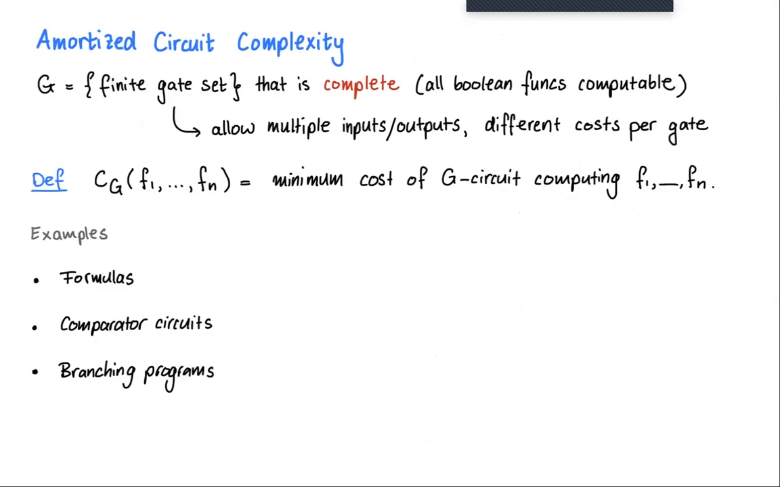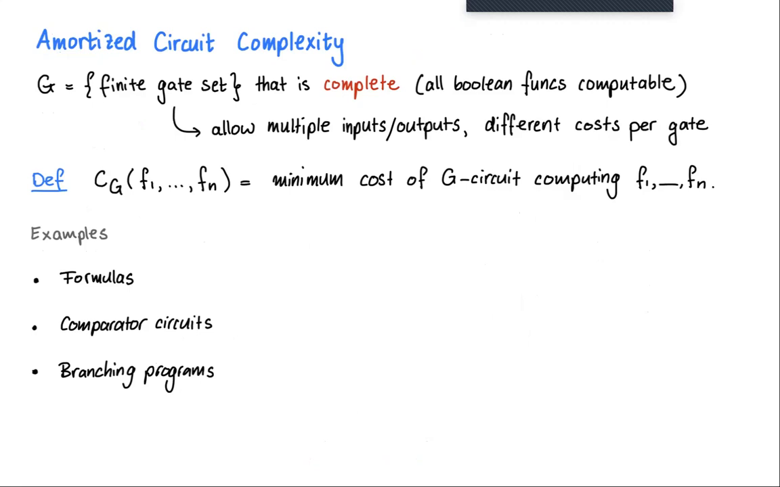And to explain this, I am going to talk now about a notion that we introduced, which is amortized circuit complexity. We introduced it in a very general fashion. So we pick any finite gate set, G, which is complete so that it can compute all Boolean functions. And this gate set can really be very general. So we allow every gate to have multiple inputs, multiple outputs.